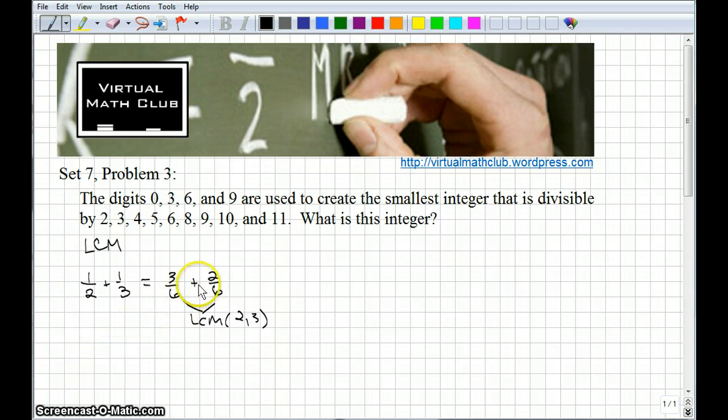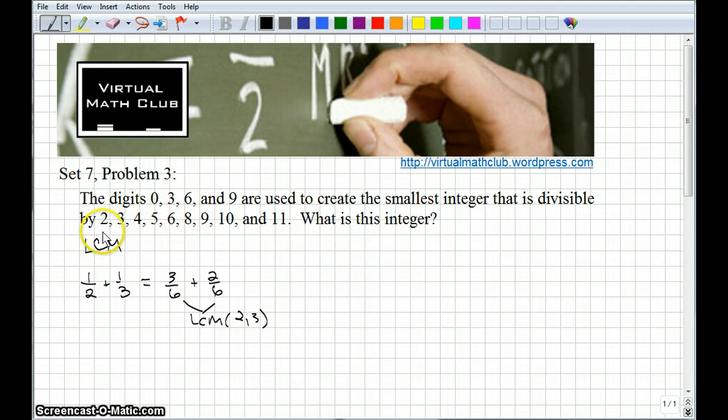Okay? In this case, we're trying to find the smallest integer that is divisible by all of these things. So we're actually trying to find the least common multiple of all of this stuff. So that would be one way to think of this problem, is to find the least common multiple of all of these numbers. The other way to approach it is to remember your divisibility rules.